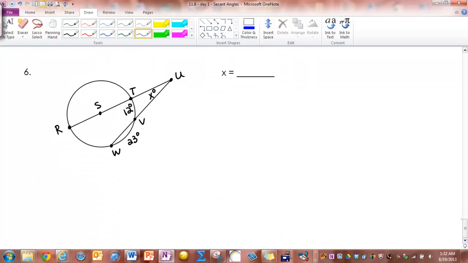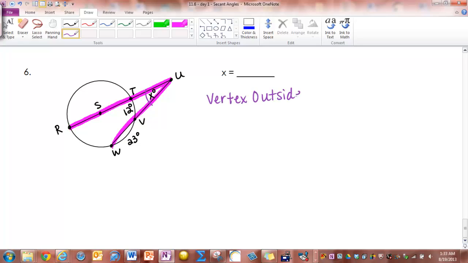Moving on to our last problem for today. In this problem, our angle is formed by two secants again. And our angle is outside of the circle, and its measure is x. So our vertex is outside the circle. And again, when that happens, the measure of our angle is the measure of the big arc minus the measure of the little arc, divided by 2.